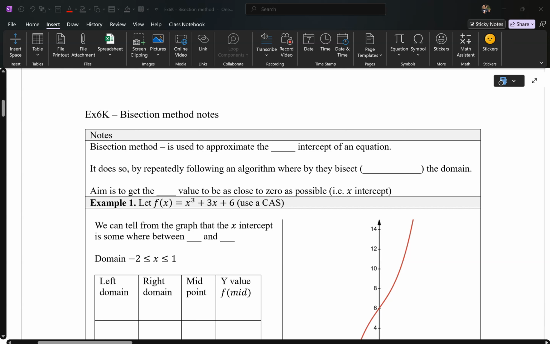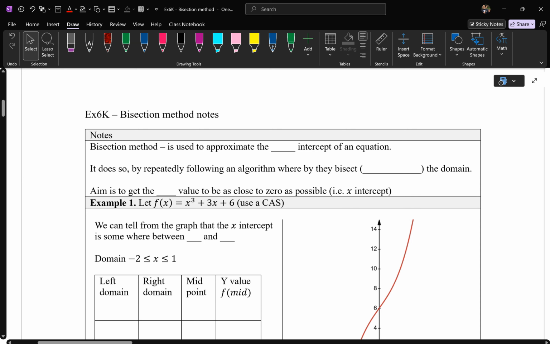Here we go. Bisection method. This is starting with my notes. So there's 2 sheets there. These are my notes, and then you can have a look at Miss Pontez's notes. Here we go. Bisection method.